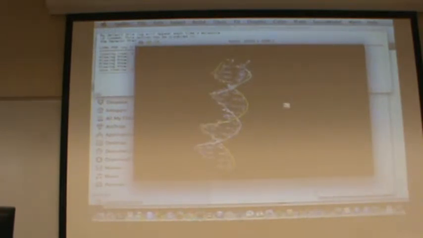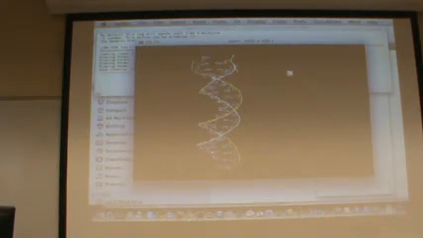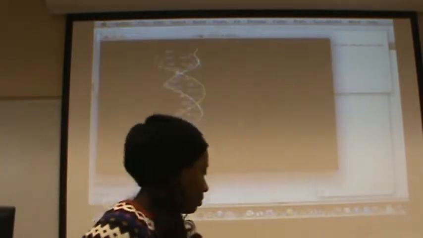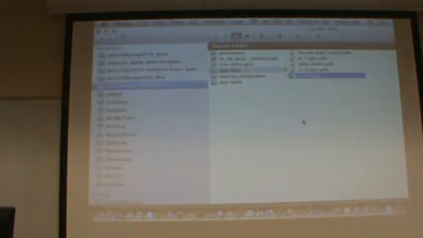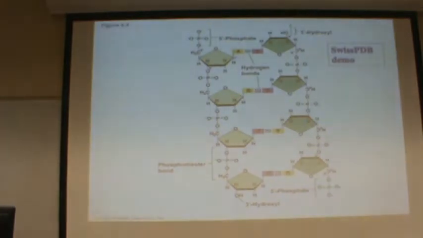Okay, so what is this? Now this is a DNA double helix. So, in a slide, which end is the 5' end? The DNA double helix always has a 5' end and a 3' end. Which? Can you show us where the 5' end is?